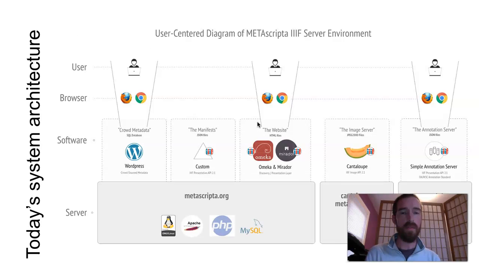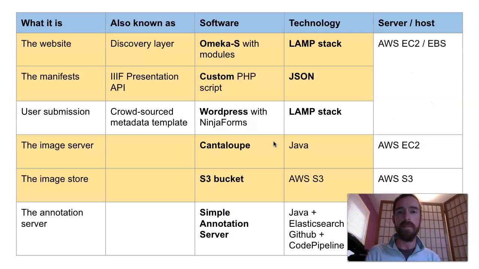Ultimately, we ended up with a pretty picture that looks like this, with Omeka and Mirador at the center, and the various other systems surrounding it. This breaks down to the website being delivered by Omeka, running on a LAMP stack, which is running on AWS on an EC2 server with EBS local storage.